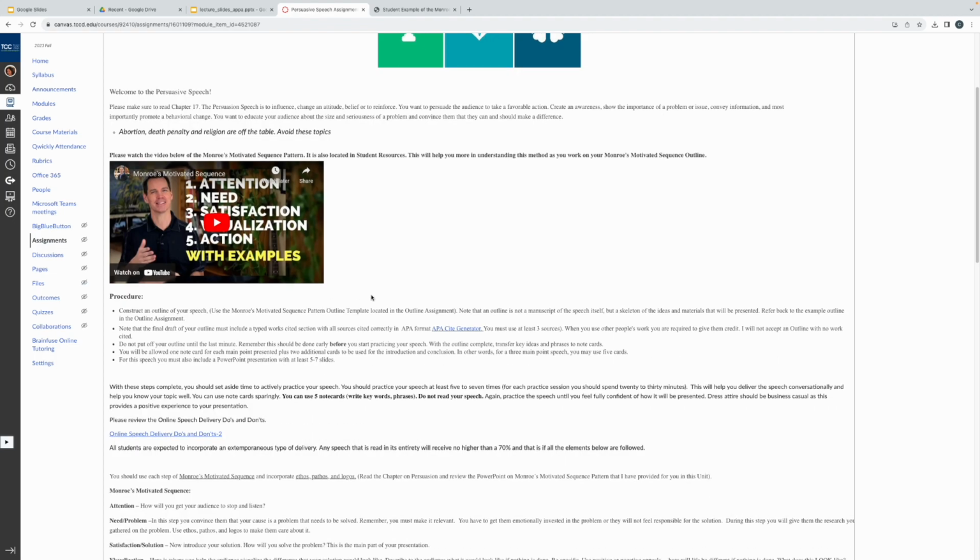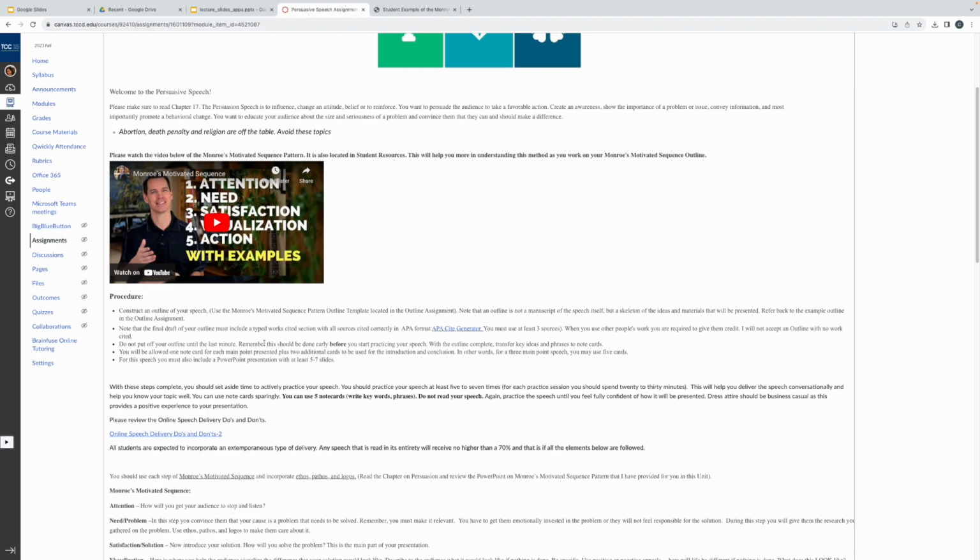So just like the previous speech in Unit Lesson 2, you are to construct an outline of your speech first. Use the Monroe's motivated sequence pattern outline template located in the outline assignment, and I will go over that after this persuasive speech assignment. Note that an outline is not a manuscript of the speech itself, but a skeleton of the ideas and materials that will be presented.